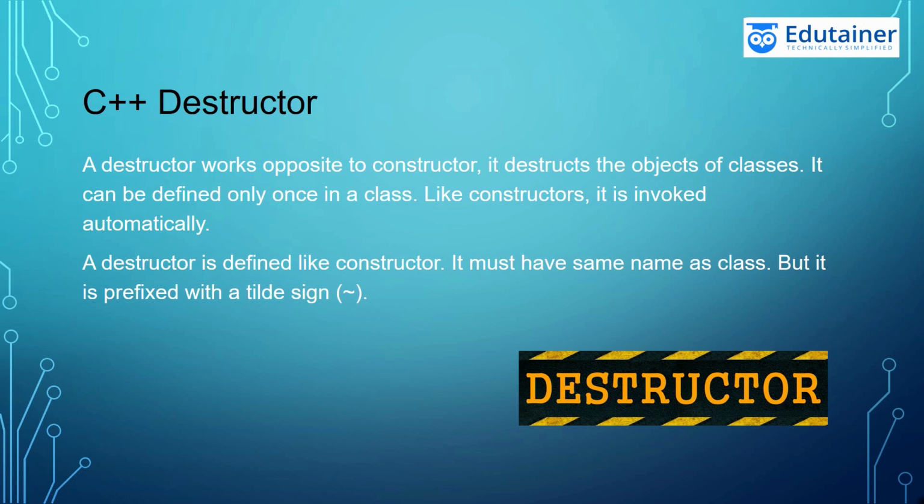A destructor is defined like a constructor. It must have the same name as the class but is prefixed with a tilde sign. So before the class name, the destructor needs a tilde sign. Okay, so let's move to the code block so that I can show you an example.